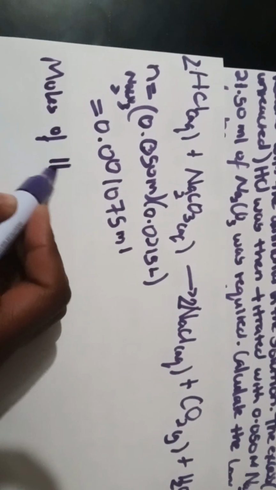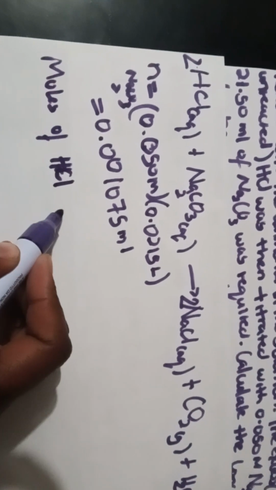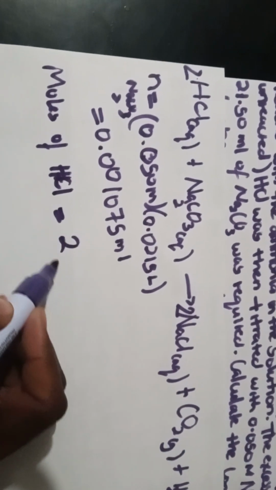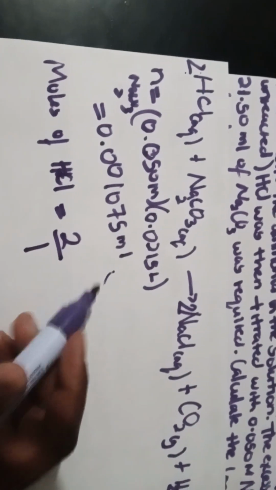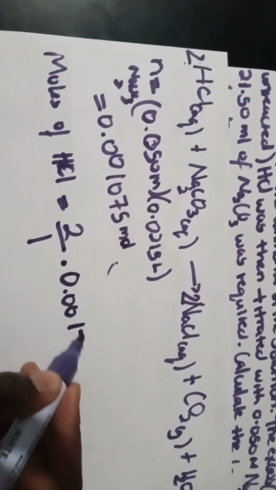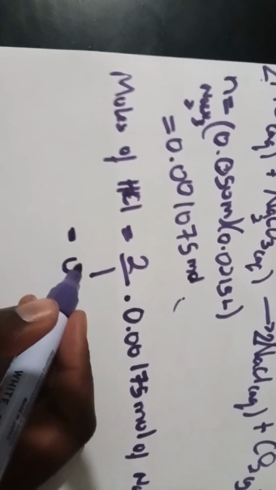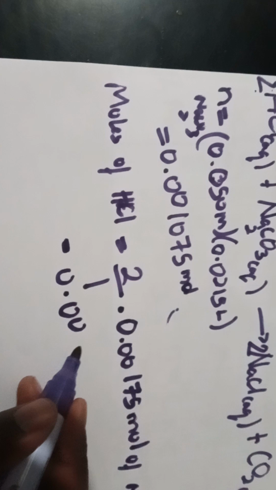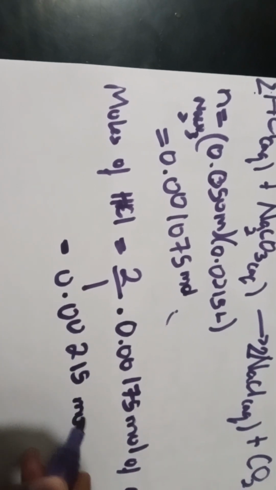So the moles of hydrochloric acid will be 2 over 1, remember this 2 over 1 mole ratio, multiplied by the 0.001075 moles of sodium carbonate. Once we multiply that, we then get 0.00215 moles of HCl.